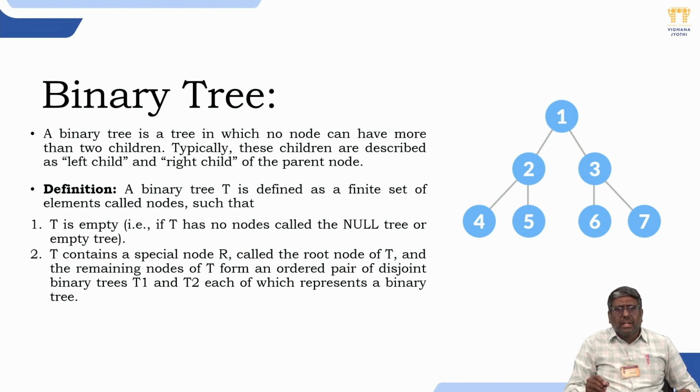Now, the definition of a binary tree: a binary tree T is defined as a finite set of elements called nodes such that T is empty, meaning T has no nodes, called the null tree or empty tree, or T contains a special node called the root node of the tree T, and the remaining nodes of the tree T form an ordered pair of disjoint binary trees T1 and T2, each of which represents a binary tree. So in simple terms, a binary tree contains at most 2 children. That type of tree is called a binary tree, which does not contain more than 2 children.